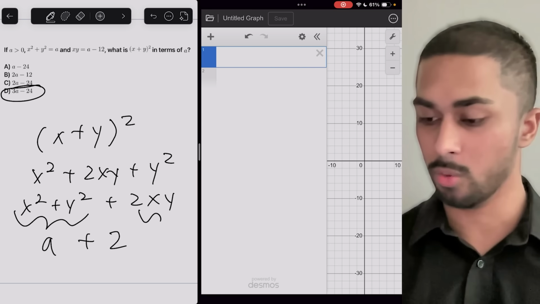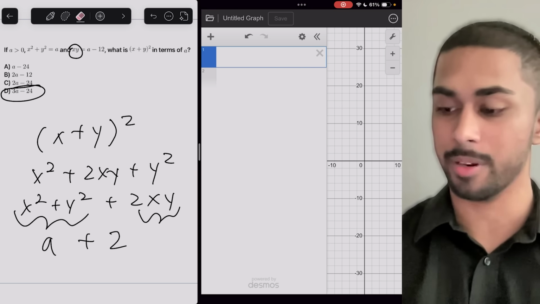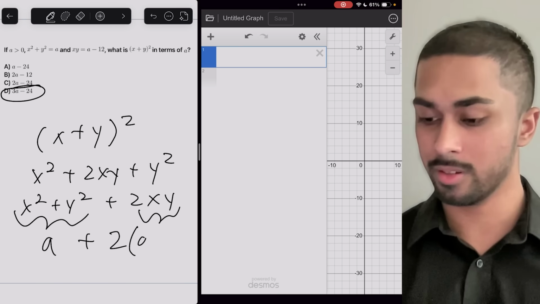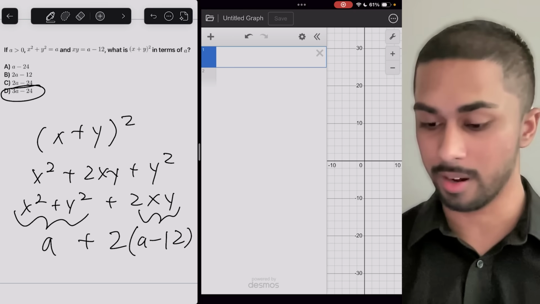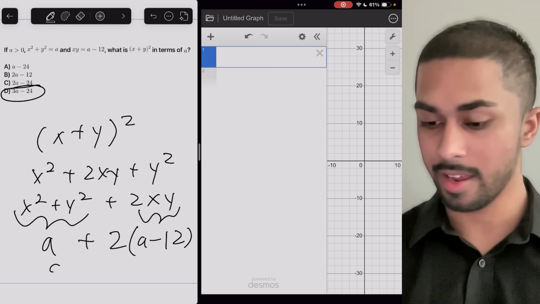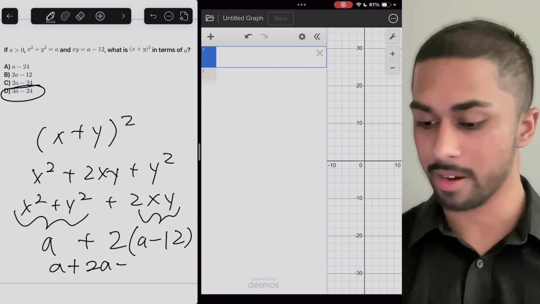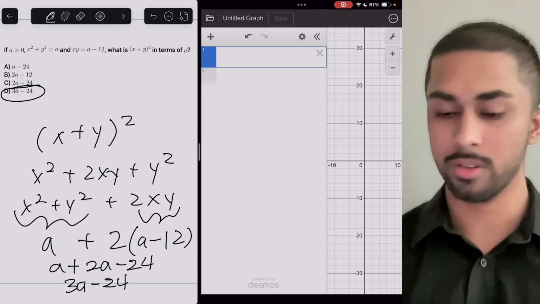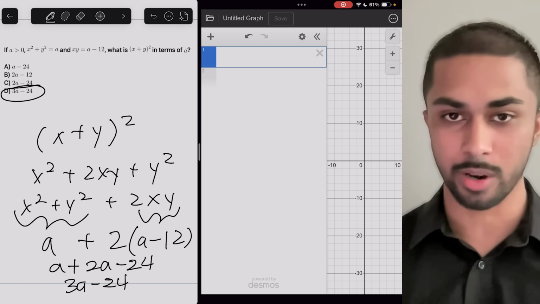Plus 2, and you know what x times y is, because it's just a minus 12. And make sure you put the parentheses, right? a plus 2a minus 24, 3a minus 24. So that's another way you can get your answer. Let's move on.